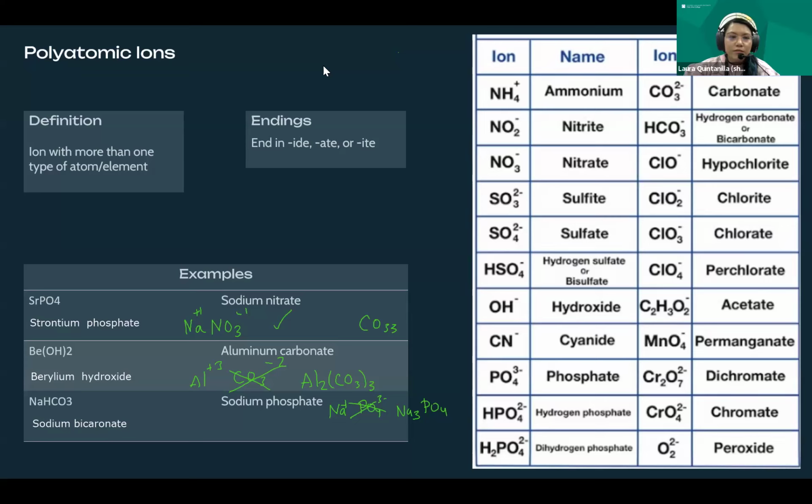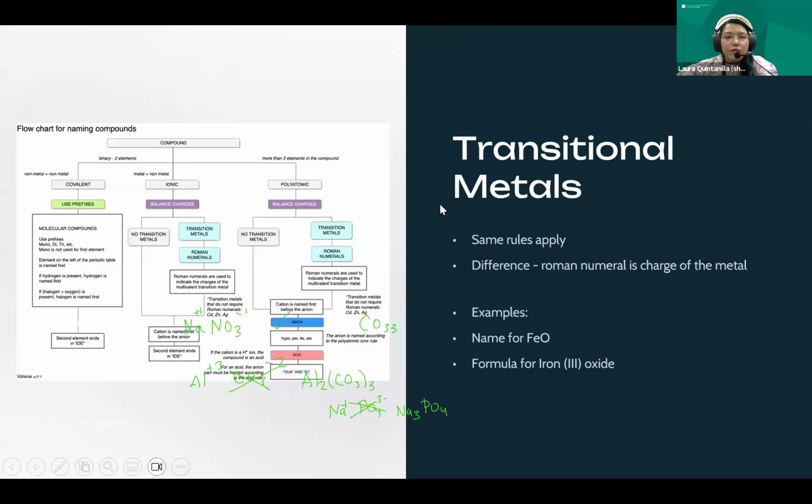I'm going to move along. Let me clear my drawing. Okay, so with the transitional metals, the same rules apply as naming ionic compounds, except we're going to start adding in the Roman numeral. The Roman numeral is always the charge of the metal. So let's look at these 2 examples. We have iron, FeO. If we want to name that, we know that Fe is iron, and oxygen will become oxide.